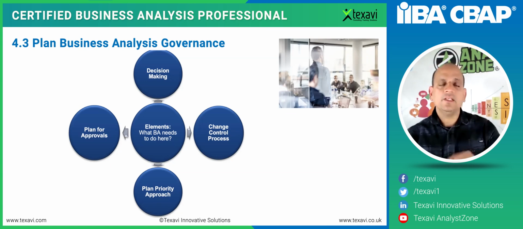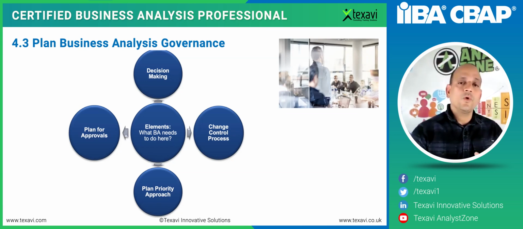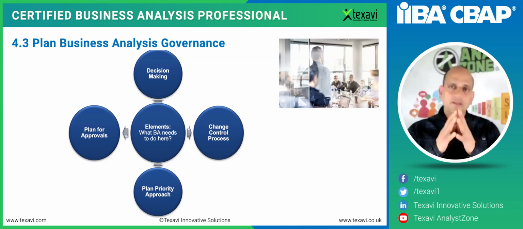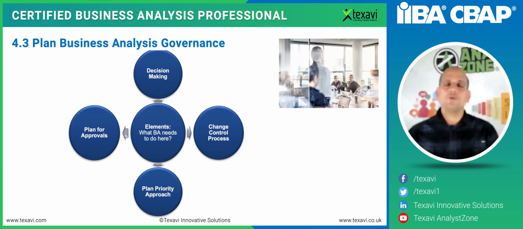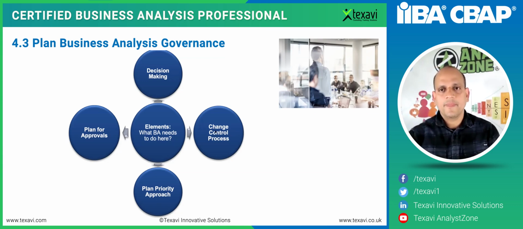You're not actually deciding now whether you're supporting the Dolby feature or not. What is important is whether we have got the structure and the board, the team, the process, the policies, the rules, and the way you get things done, the procedures. Are we all clear with that? That's what is important in the planning of the business analysis governance.